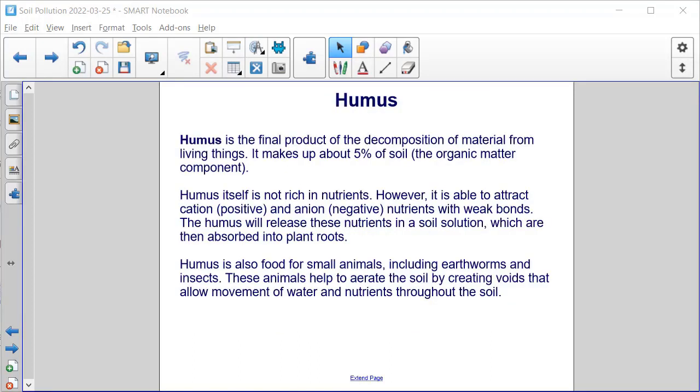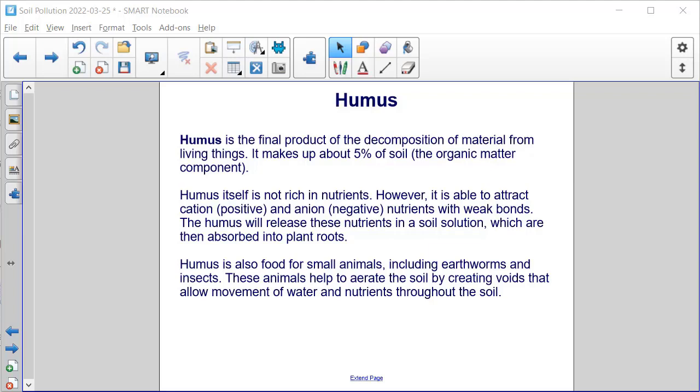Let's dig a little more deeply into what is in this humus. Humus is the final product of the decomposition of material from living things. It makes up about 5% of soil. If you go back to the pie chart from the beginning of this section, that's the organic matter component.